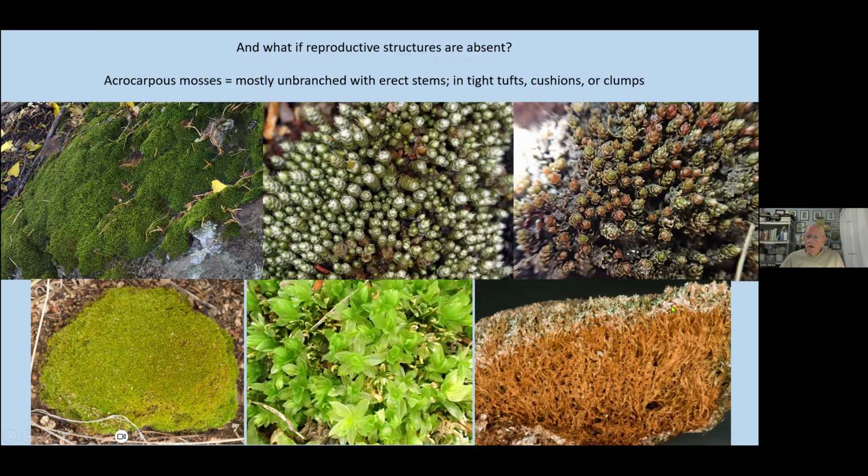Here you can see all these stems from previous years all jammed very tightly together to form this clump. Sometimes they're loose, however, a little bit more like this, but you sort of get the general idea that it's a cushion or a tight tuft. That would be the incline that leads you to think this is probably an acrocarpus moss.